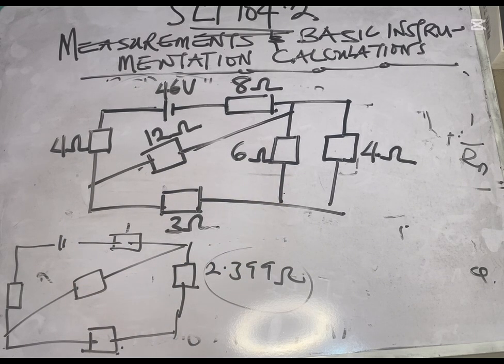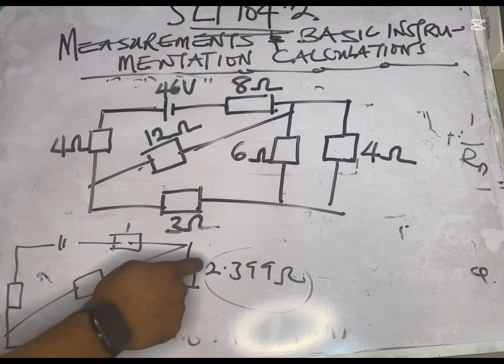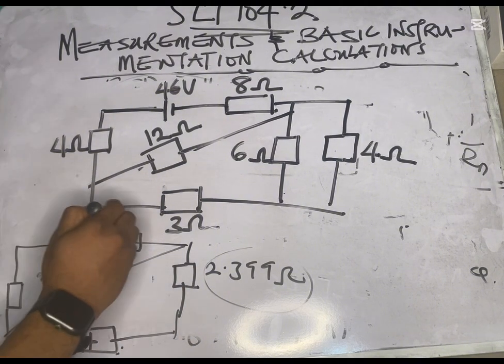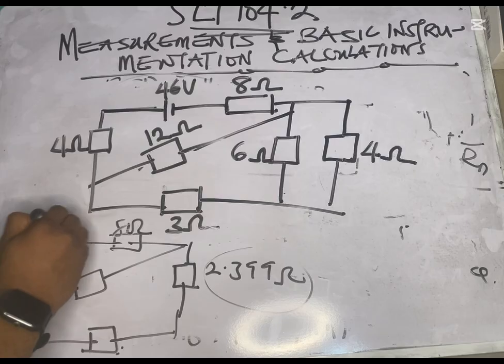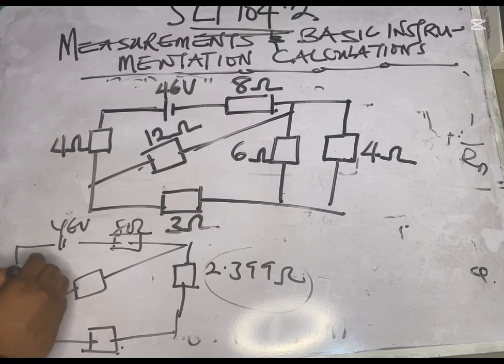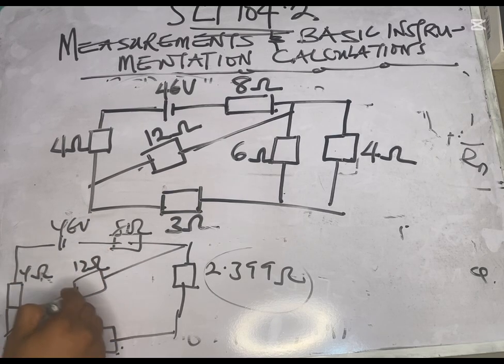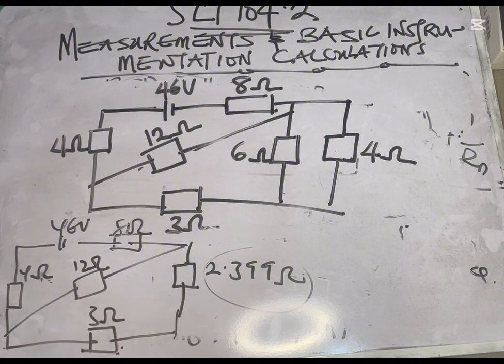All right. Okay, so now you have to solve these two in series. Remember, this is your 8 ohms, this is still 46 volts, this is 4 ohms, this is 12 ohms. As I solve, I'm going to be cleaning because of space. Okay, then this 2.399, these two are now in series. So what do you do? You just add both of them. Since they are in series, just add both of them.